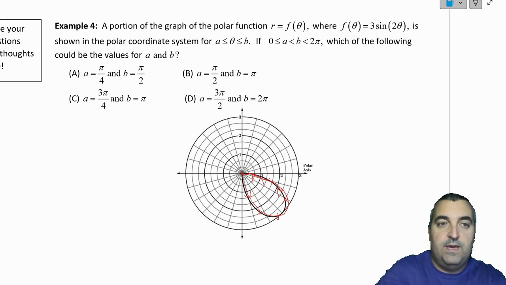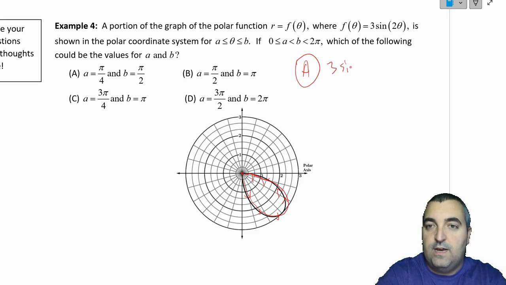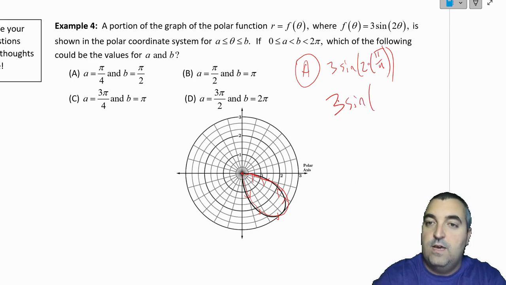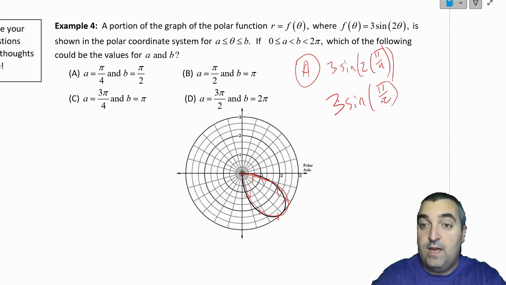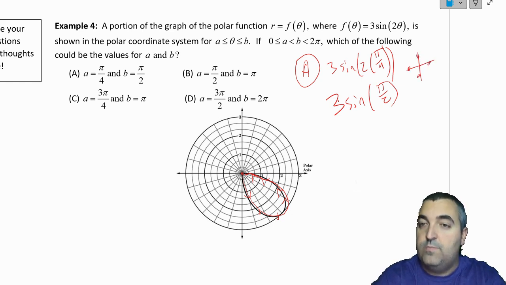I'm going to start with A. So A is over here. I'm going to say 3 sine of 2 times pi fourths. Evaluate this: 3 sine, that's really pi halves. Sine of pi halves, you may already know, but you could draw it for reference. Pi halves is straight up, which means my y value is 1. So that means it's 3.